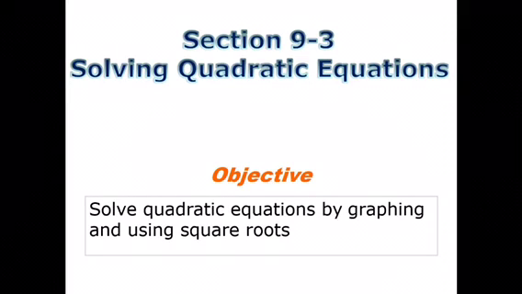Section 9.3, Solving Quadratic Equations. Today we're going to look at solving quadratic equations graphically and through the use of the square root.